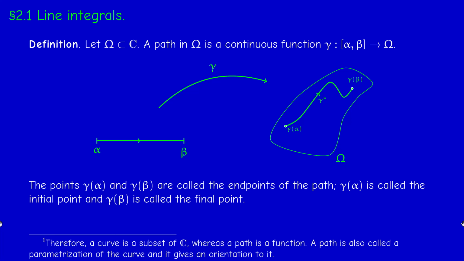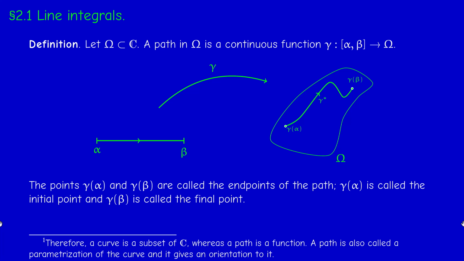But the requirement of continuity means that we can bend the line segment, we can stretch it, we can squeeze it, but we are not allowed to break it. Okay, so this is the meaning of continuity. So it's a deformation of a straight line segment. A path is a deformation.